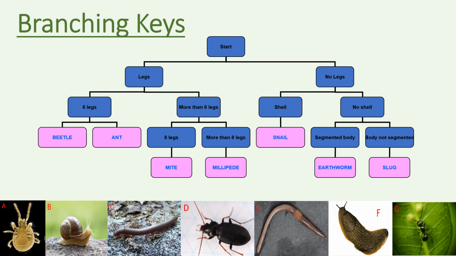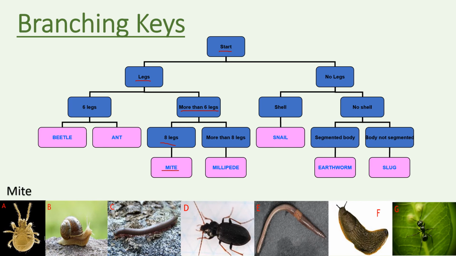So for A, we need to go to start. Then we need to figure out, does it have legs or no legs? Well, we can quite clearly see it's got legs, and then it's got 1, 2, 3, 4, 5, 6, 7, 8 legs. So it's got more than 6 legs, and it's got 8 legs, so it will be a mite.